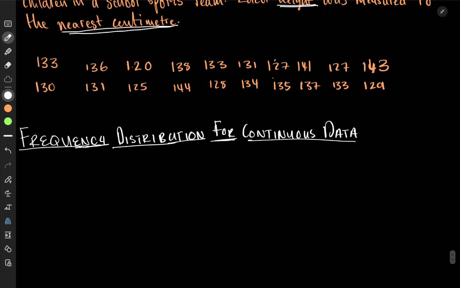First of all, we're going to look for the smallest and the biggest values. Then we have an idea. Here's my smallest, 120. And here's my biggest, 144. Now I'm going to make up my columns. Remember that one column would be height, and the other column would be frequency.